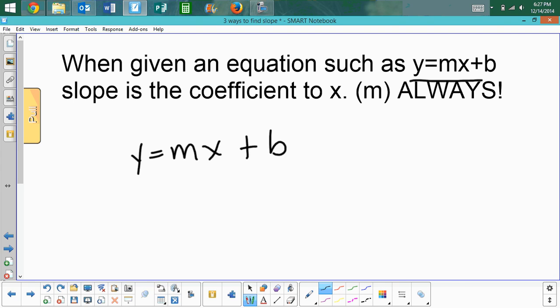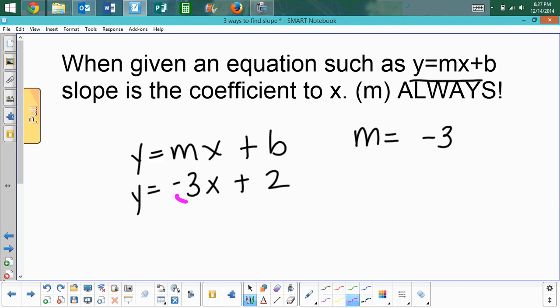So if I had an equation that looked like this, y equals negative 3x plus 2, then I would say, if I'm going to identify my slope, I would say m equals negative 3. It's always going to be this value right here. And it might be a whole number and it might be a fraction. So you might see one that's written like this. Y equals negative 1/2 x minus 4.